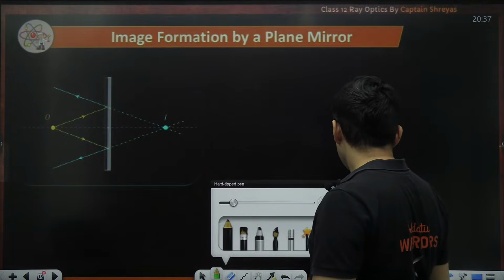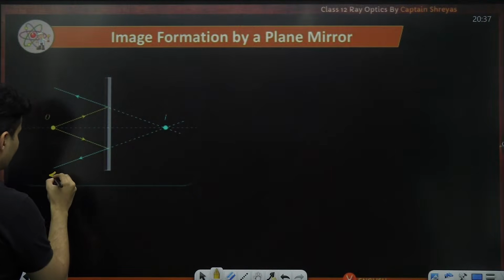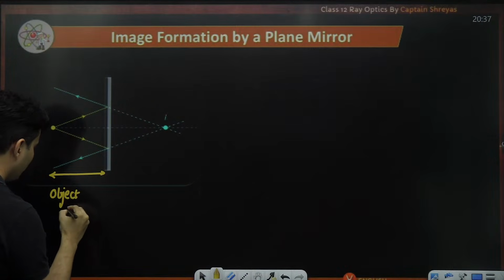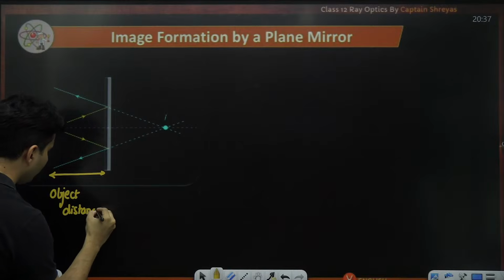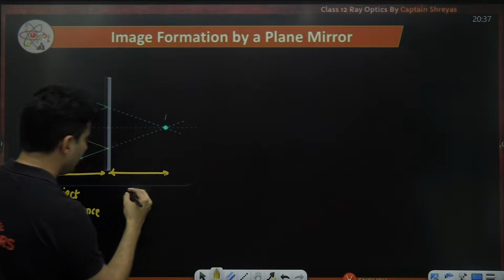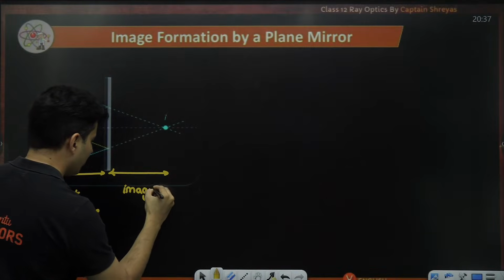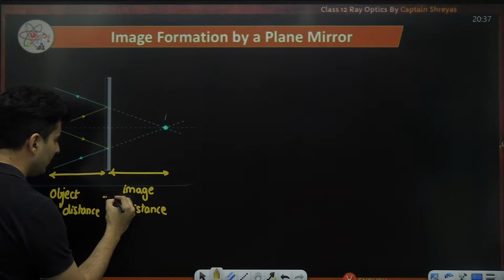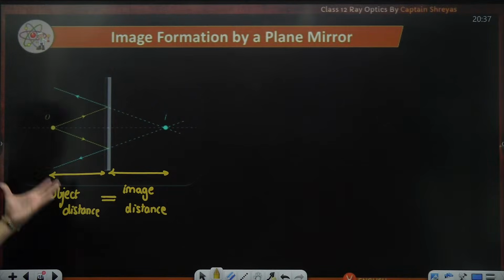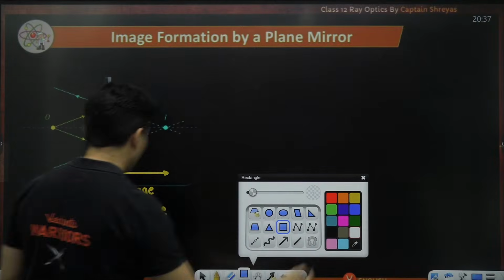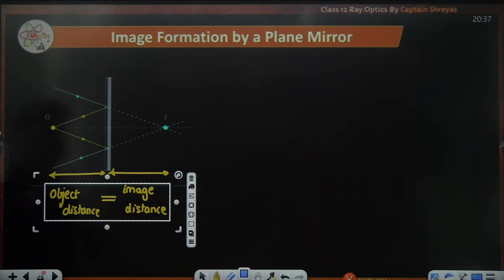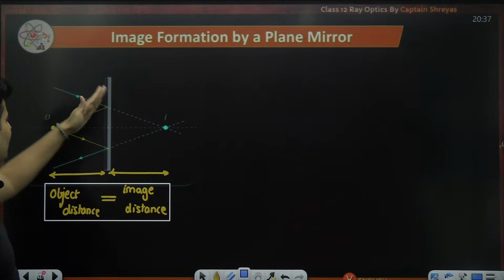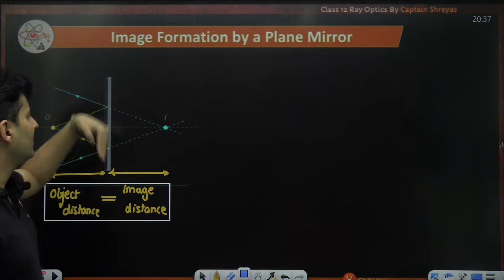So you will see that always, if this is the object distance, and this particular thing is image distance, how far behind the mirror is the image formed, they both are always going to be equal. Object distance and image distance for a plane mirror will always be equal. It follows the laws of simple geometry and laws of reflection. This ray will deviate like this, this ray will deviate like this, and the image is formed behind.